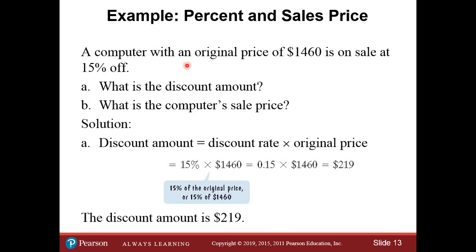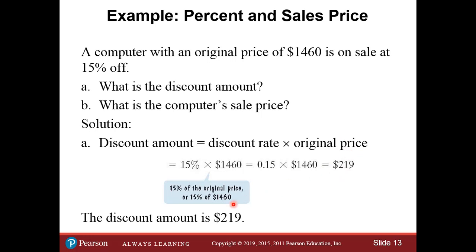So if we say that we have a computer and the original price of the computer is $1,460 and it's on sale for 15% off. Well, it's 15% off, meaning that we're going to take 15% of this amount and then subtract it from the original price. And so the discount amount is whatever we get when we multiply 15% by 1460. And so if we take 15% of 1460 and again change it to a decimal, we get $219. And so that's the discount amount.